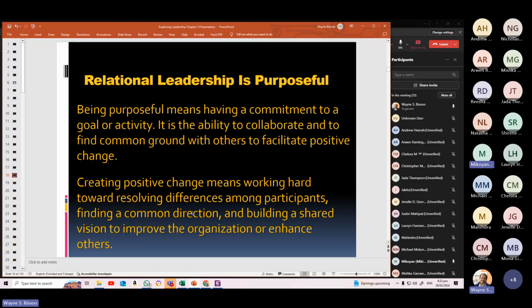Because look at this second thing here. Creating positive change means working hard towards resolving differences among participants, finding a common direction. Now, if you are unaware of what your directions are, then resolving differences is a problem, right? Because you all haven't worked on building a shared vision to improve the community that you're in. That last part there, you understand, right?